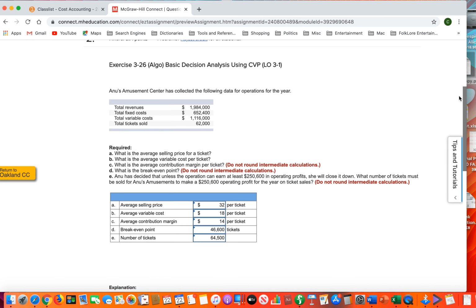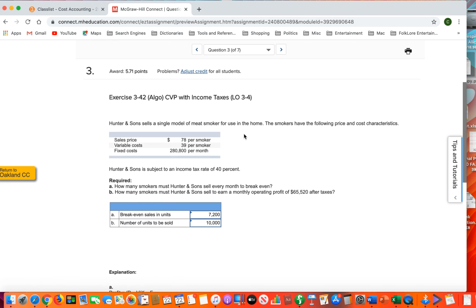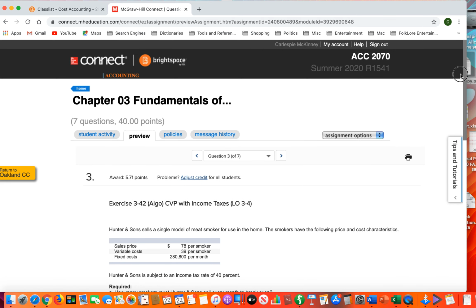Okay, so we've done that. This is the second problem. Let's go to problem number 3. Hunter and Sons sells a single model meat smoker, whatever that is. The smokers have the following price and cost characteristics. So $78 per smoker is the sale price. That's what they sell it for. The variable cost is half that, $39.